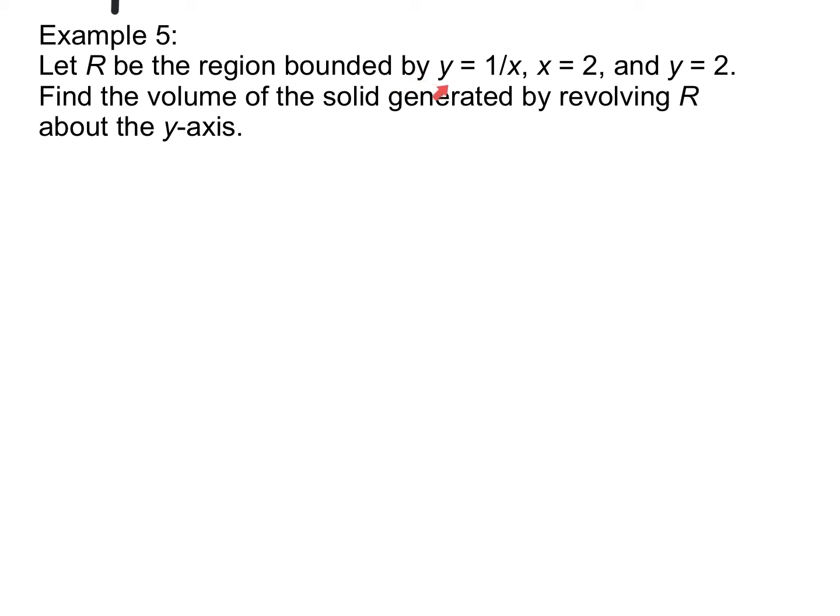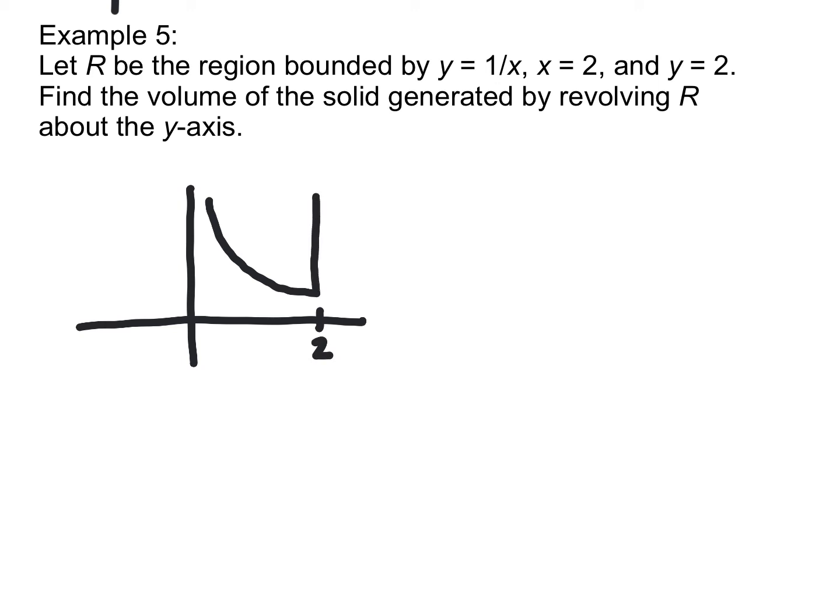Let R be the region bounded by y equals 1 over x, x equals 2, and y equals 2. Find the volume of the solid generated by revolving R about the y-axis. So first, let's draw this to see what region we're talking about. 1 over x looks like this. Here is 2, so x equals 2 looks like this. And here is 2 on the y-axis, and y equals 2 looks like this. So the region that we are looking at is this quarter circle looking region. It's not really a quarter of a circle, but it's this region right over here.